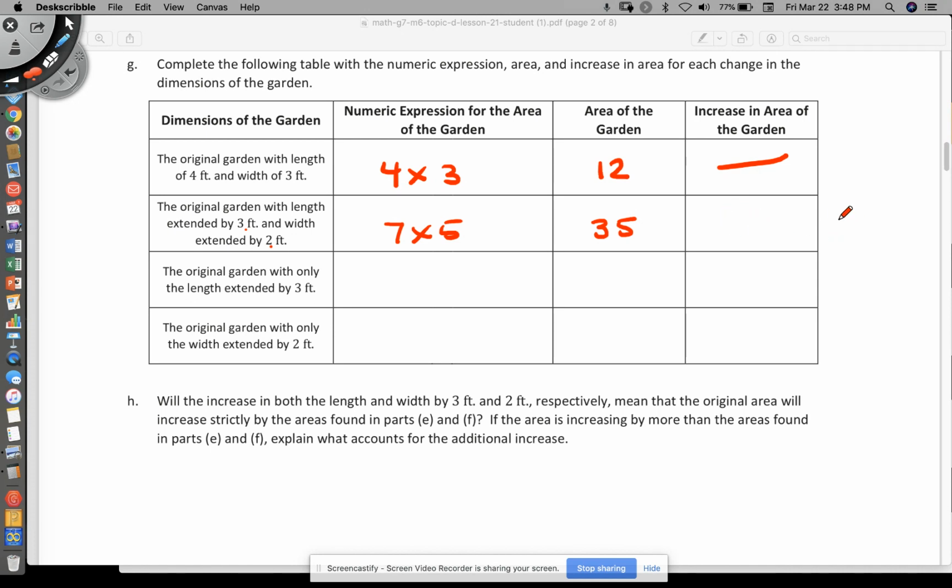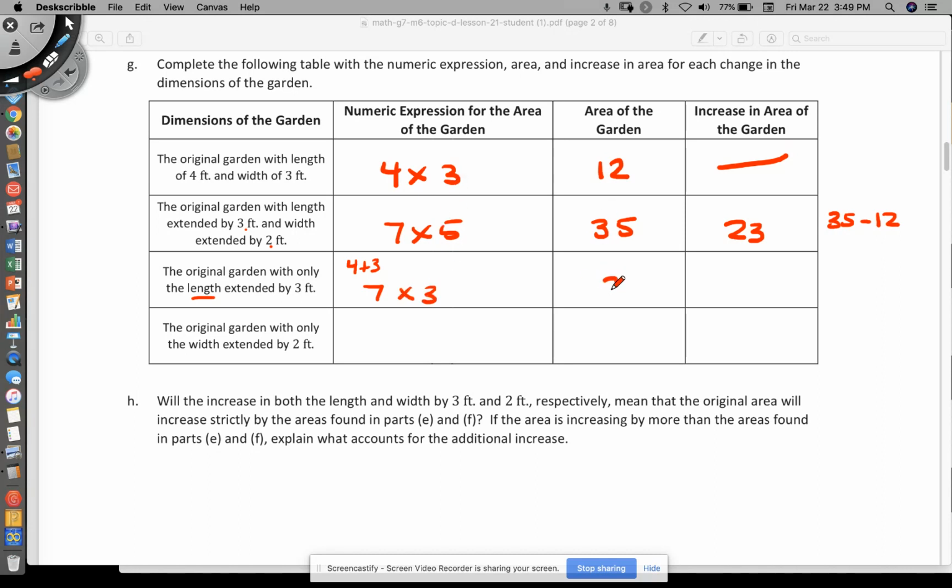Now, how much did that increase by? We take 35 minus 12, and that increased it by 23 square feet. Now, what if she had only extended the length? That would have been the 4 plus 3, which would have given me 7, but remaining with the original 3.